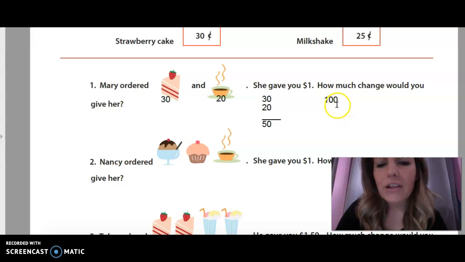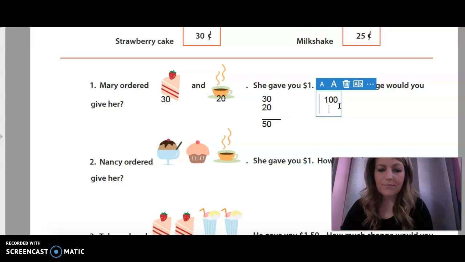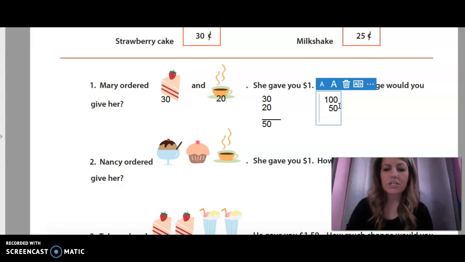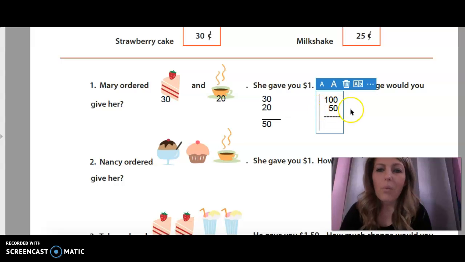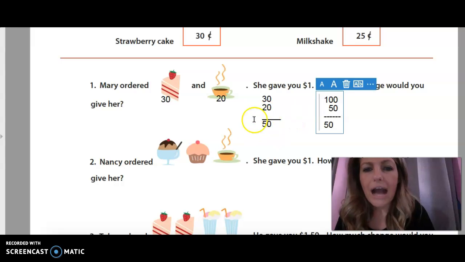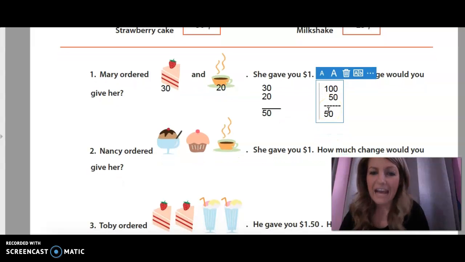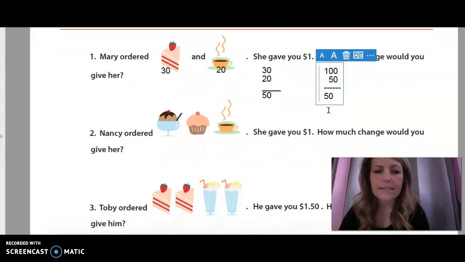Well, $1 is really 100 cents. So she paid 100 cents, but it was only 50 cents. How much would she get back? Well, 100 minus 50 is actually 50. Her items cost 50 cents, but she paid too much money. She paid 100 cents or $1. So she's going to end up with 100 cents minus the 50 cents that she needs to pay, and that's going to give her back 50 cents in cash, or coins in this case.